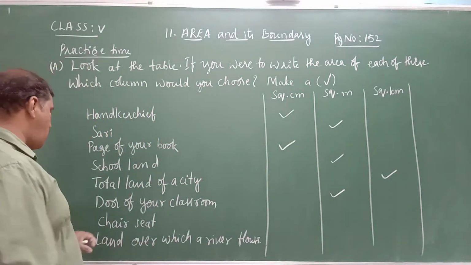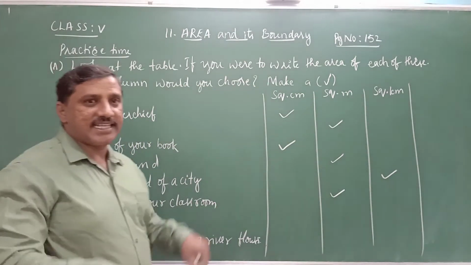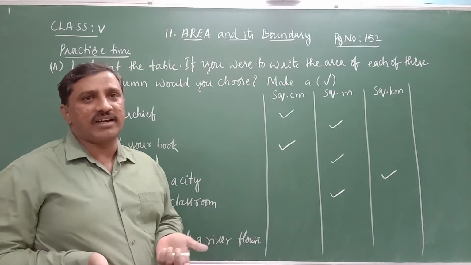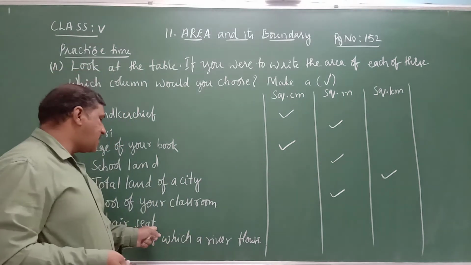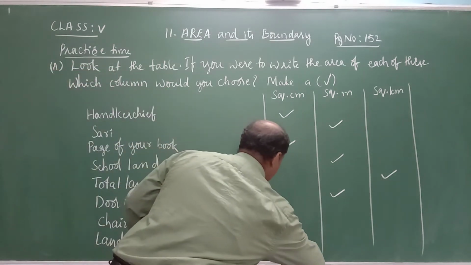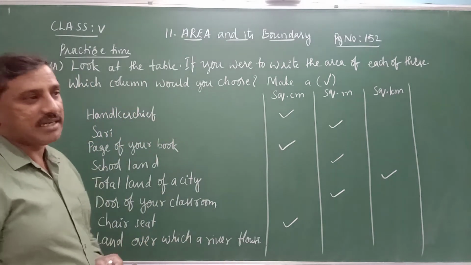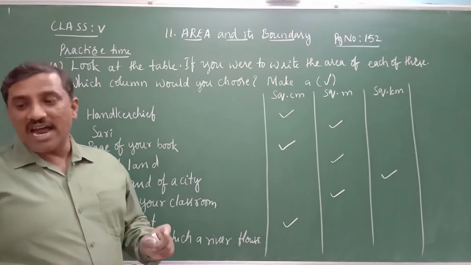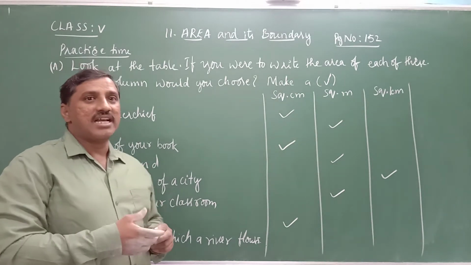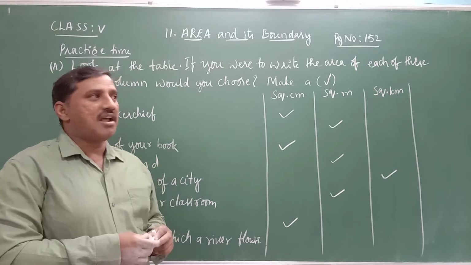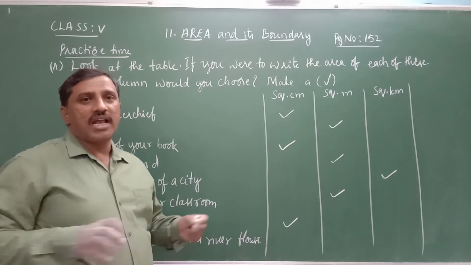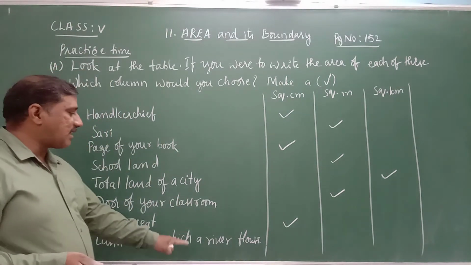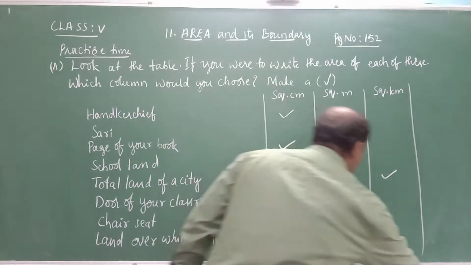Now, chair seat. It is very small, so we can measure its length and width in centimeters. Therefore, the area of a chair seat is measured in square centimeters. Now, land over which a river flows. You see the Godavari river or the Krishna river, how long they flow. They flow for kilometers together. Therefore, the land over which a river flows is measured in square kilometers.